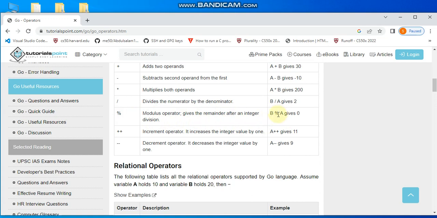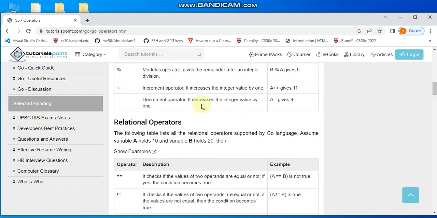So B divided by A gives rise to 0. That's remainder 0. B divided by A is 2, an integer without having any remainder. Now if B is set to 21, 21 divided by 10 will result to 1 because it's only returning the remainder. And look at it, it says it gives the remainder after an integer division. So when we are dividing floats, it might not give us the desired remainder that we want. So that works on integers perfectly well.